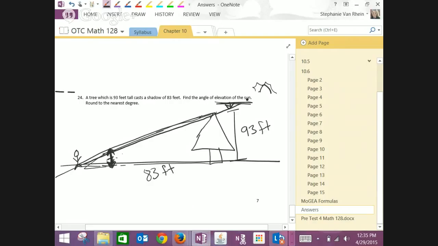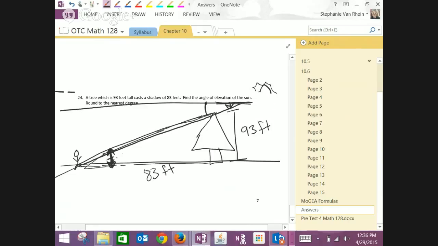So I'll try to be very careful the way I word that on the exam. If I say from the sun's point of view, angle of depression, or from your point of view, angle of elevation. If you're looking up at the end of the shadow and you're looking up at the sun, what's the angle of the sun's elevation? But if you're on the sun, or you want to know this relative to the sun, it would be the angle of depression. It's the same angle though.